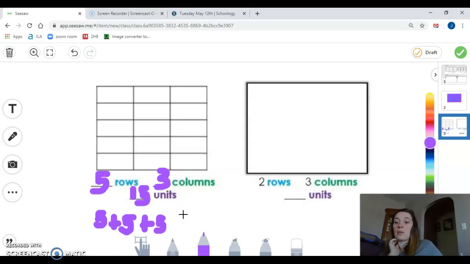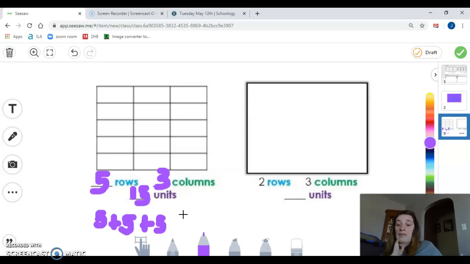Let's make a little bit of a skinnier marker. So you might see it like that, where you have to figure out how many rows and how many columns there are, and then how many units there are all together. Remember to use that repeated addition and think about it like an array, okay?